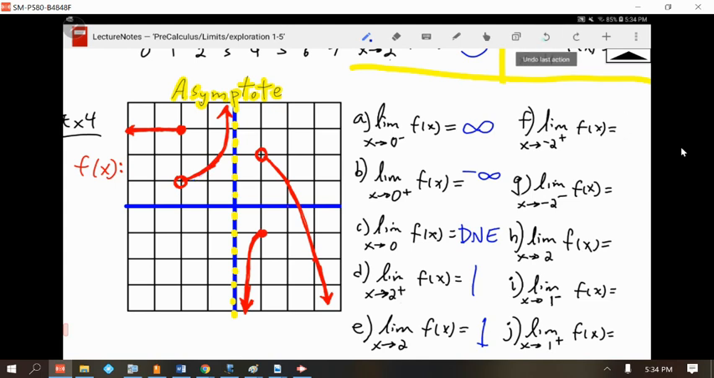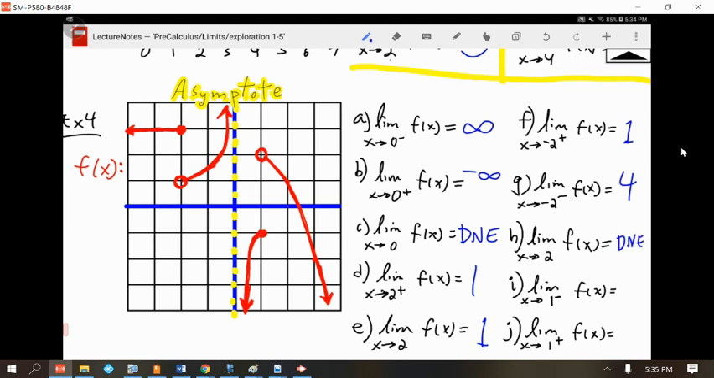What's the limit as I approach negative 2 from the left? From the left, you are at this horizontal, constant function, which goes up to 4. So the left side is 4, the right side is 1. Question H is what's the limit from both sides? From both sides, the answer is D and E.